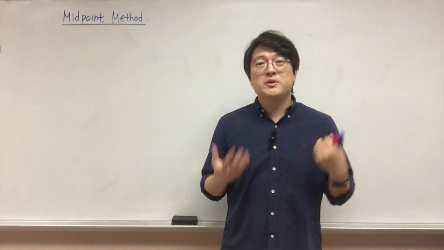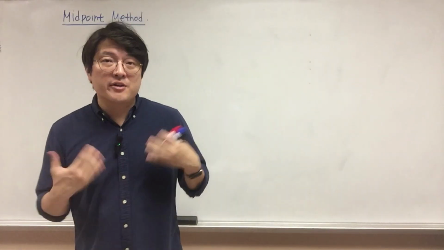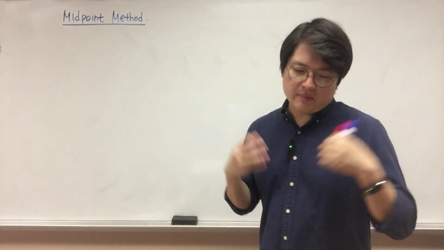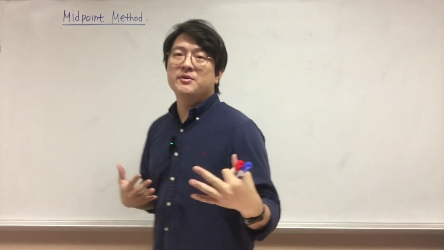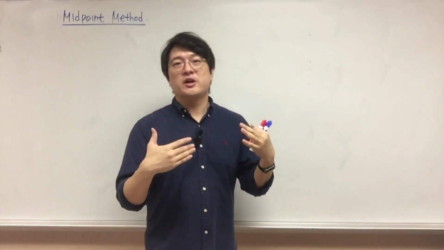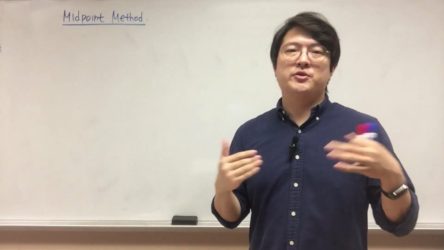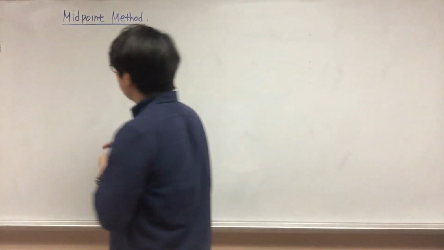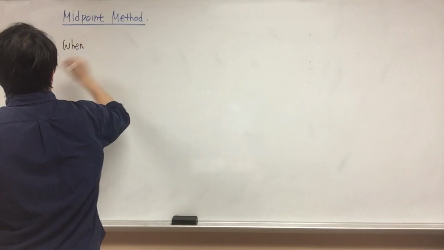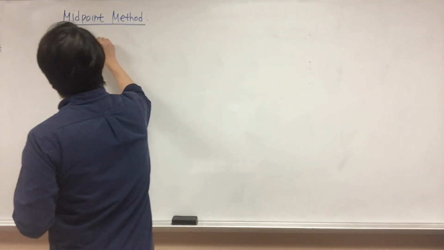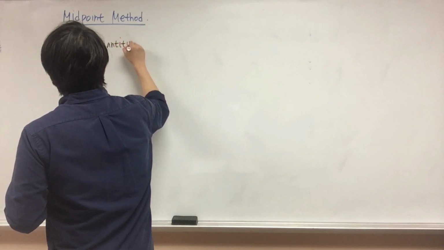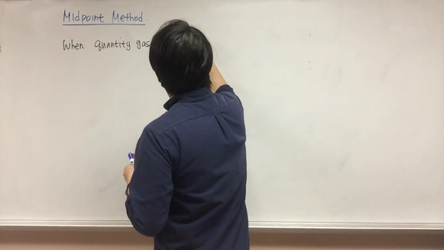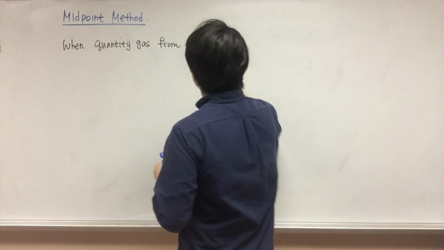Next, we'll learn about the midpoint method, which is the way to calculate the elasticity of demand. So why do we use the midpoint method? Let's think about the case where the quantity demanded decreased from 150 to 100, as opposed to 100 to 150. So what does this mean? If we think about the gas market, when the quantity of gas goes from 100 to 150.